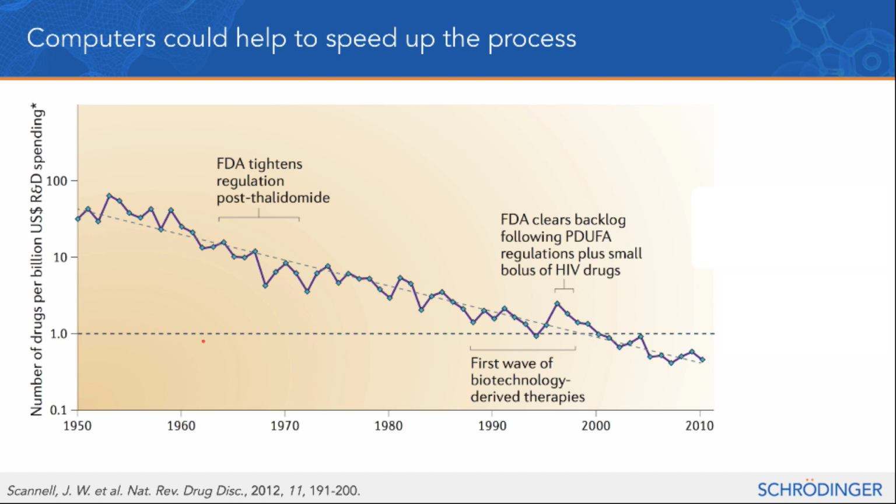Another way we can think about this is we can look at how many medicines we have been able to make over time with $1 billion. Starting in the 1950s, that was a pretty good amount of medicines. But then over time, we've really lost bang for our buck here. And you can see somewhere around the 2000 point, we crossed over the threshold to making fewer than one medicine per $1 billion US spent.